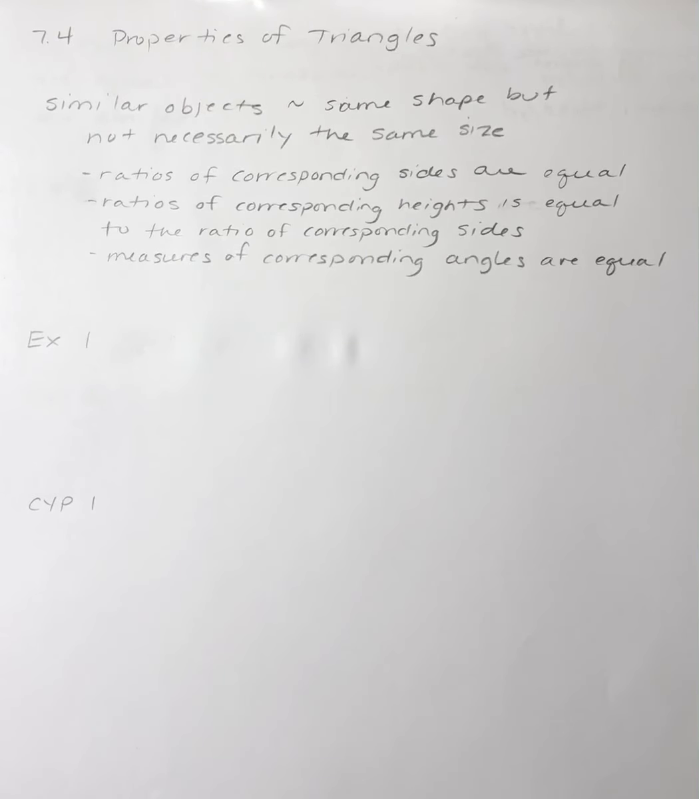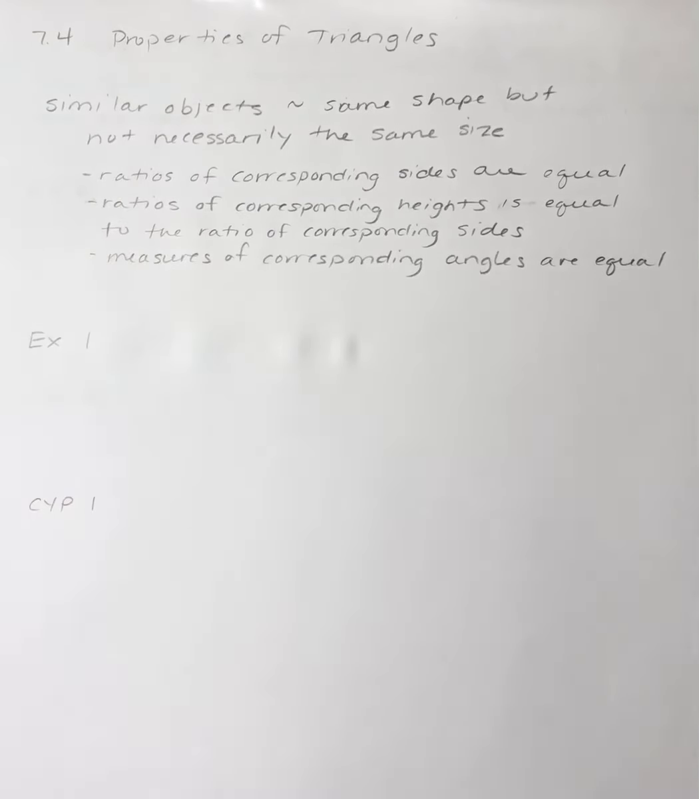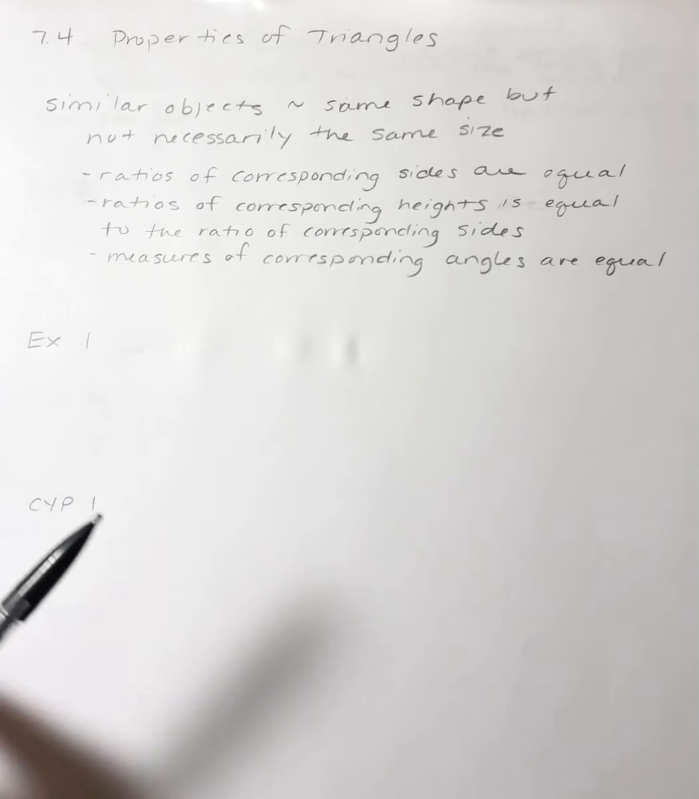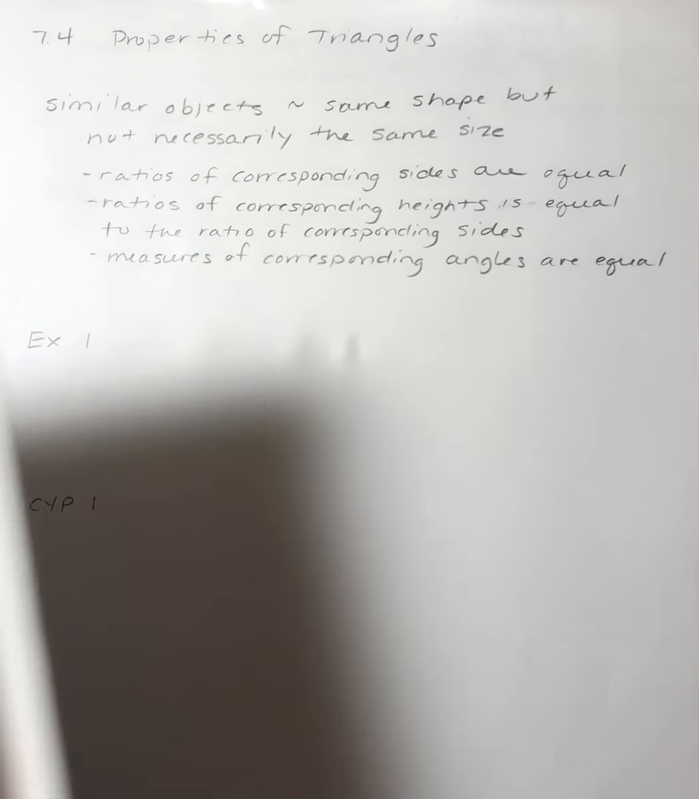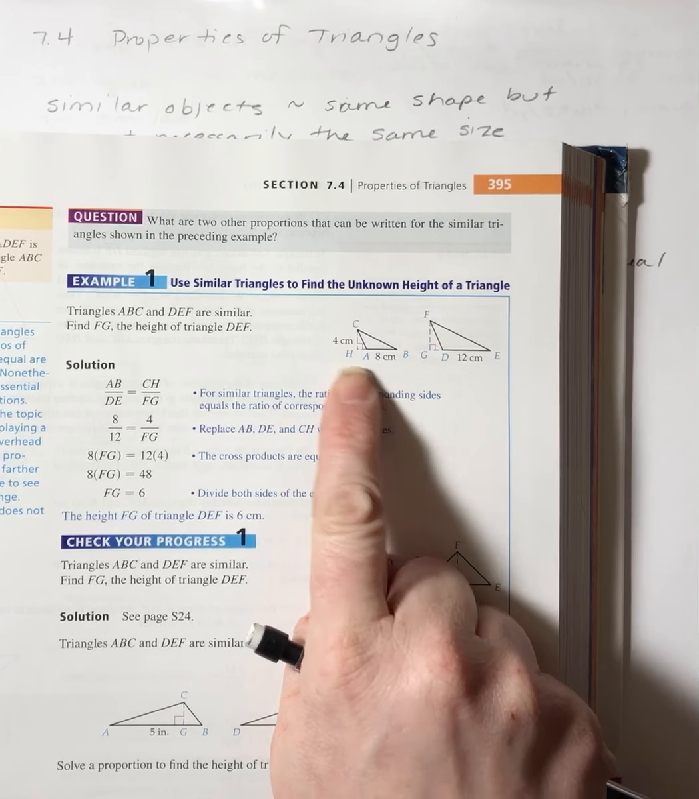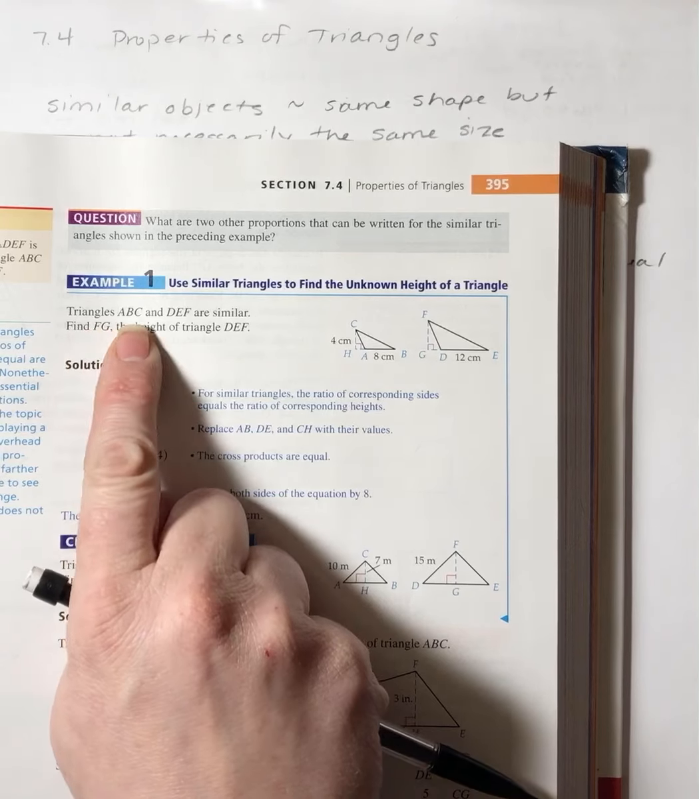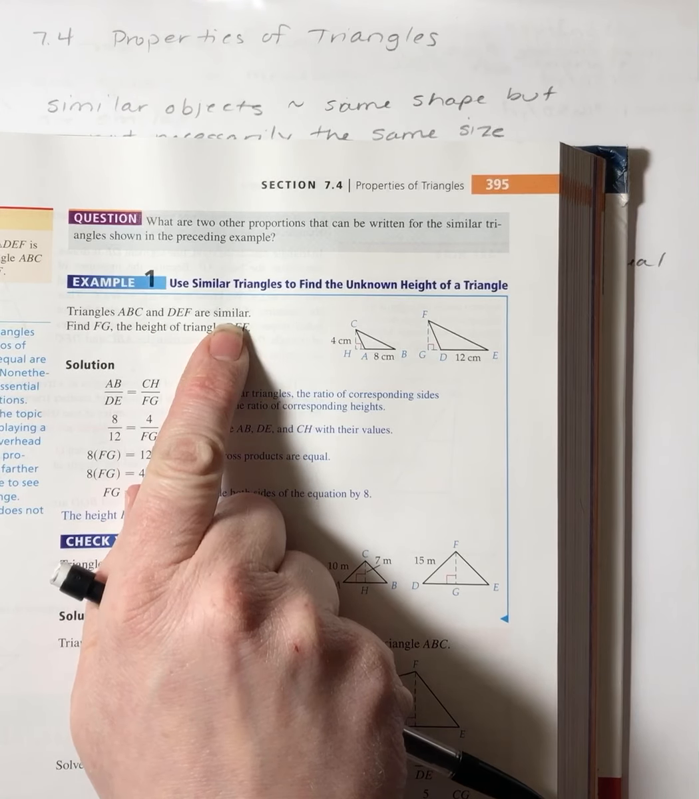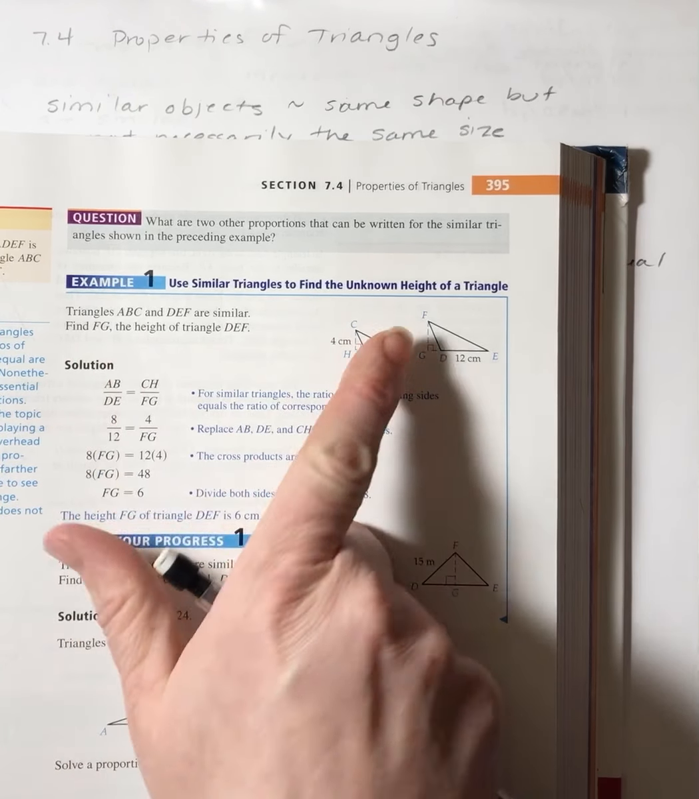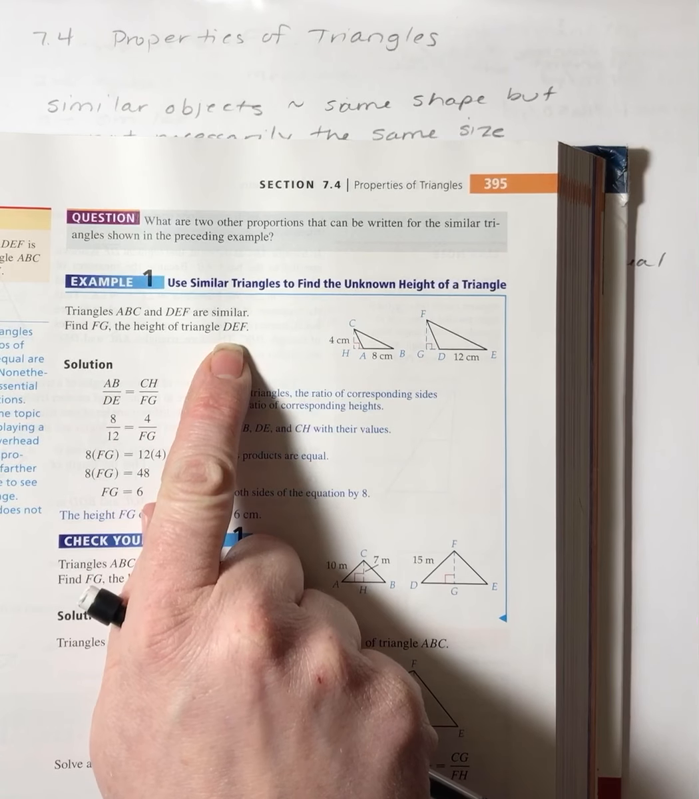So when we do these, we set up ratios. Example 1 is on page 395, and they're going to give you pictures. If you look at page 395, here are the two triangles. They have it all set up for you. Triangles ABC and DEF are similar. Find FG, which is the height of triangle DEF.